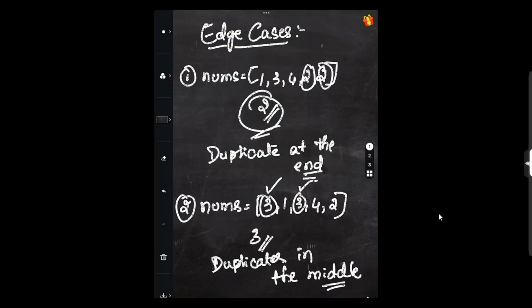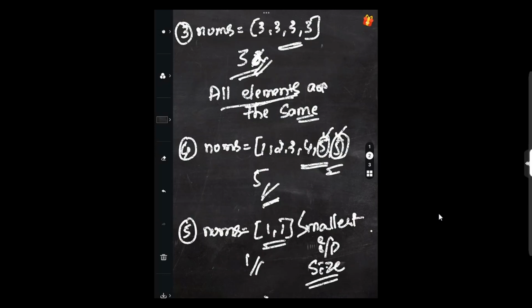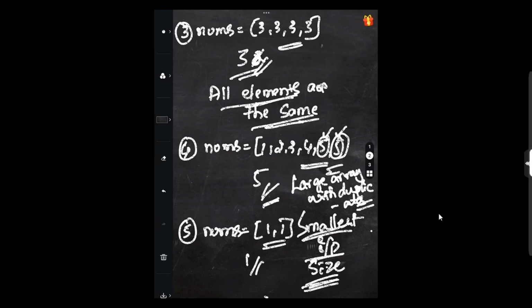So these are the 5 edge cases that we need to keep in mind. The first one is for duplicate at the end, the second one is for duplicates in the middle, the third one is for all elements the same, the fourth one is for large array with duplicates. I forgot to write that here, I think. And the final one is for the smallest input size. These 5 edge cases we need to keep in mind. I hope all the edge cases are clear. Next, let's start writing the code and then finally discuss the complexities of the code that we have written.